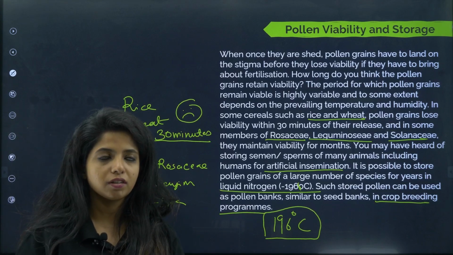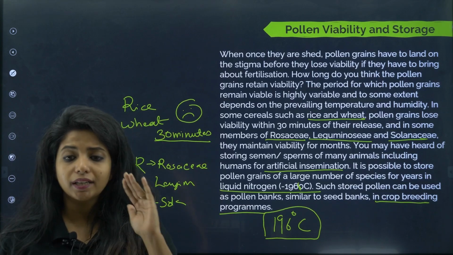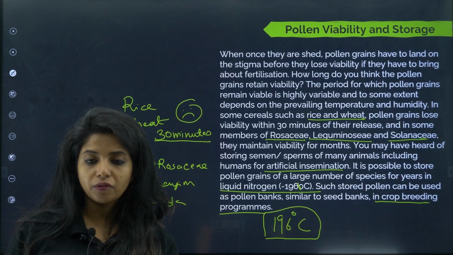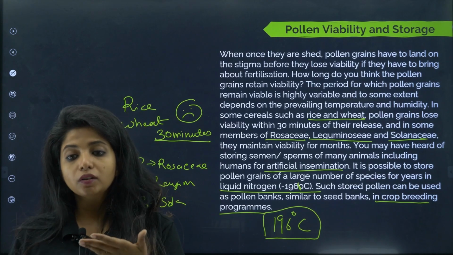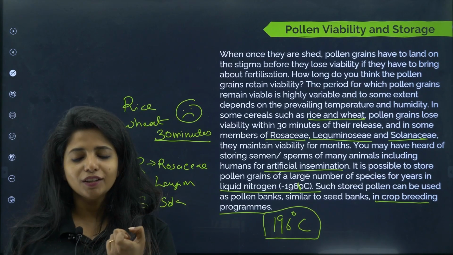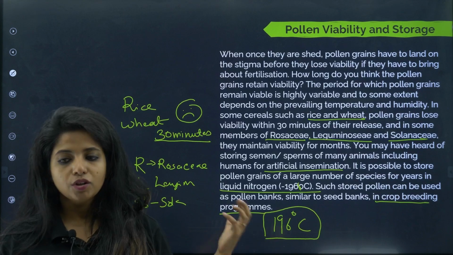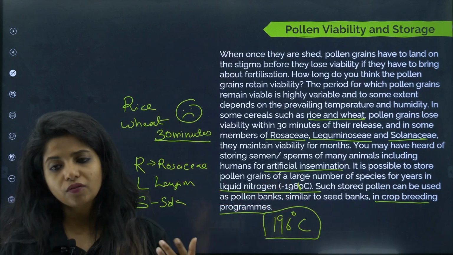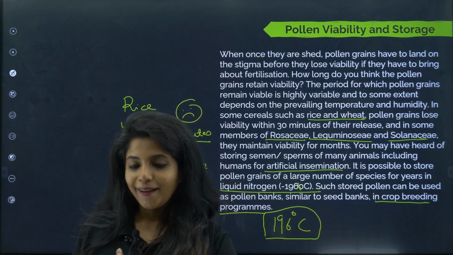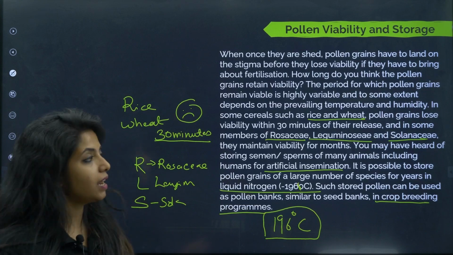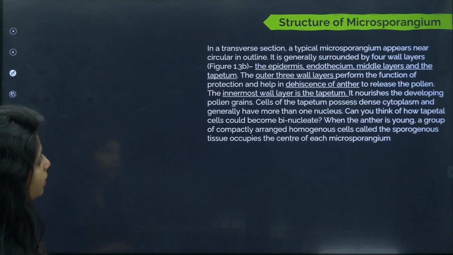So, for example, just imagine that this particular plant is going to get extinct. If we have the pollen of everything and after years we try to plant it, obviously we can get a good yield and that won't be extinct anymore. So basically for crop breeding programs, we can use this pollen. I hope this is completely done, and now we can do the question that was there already.